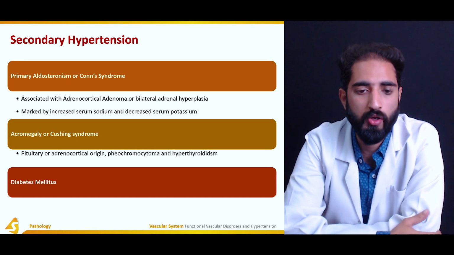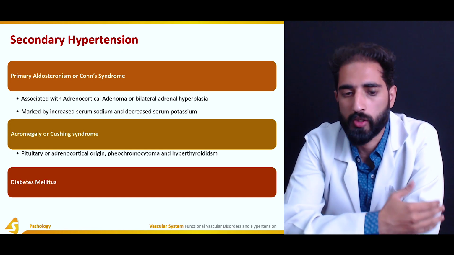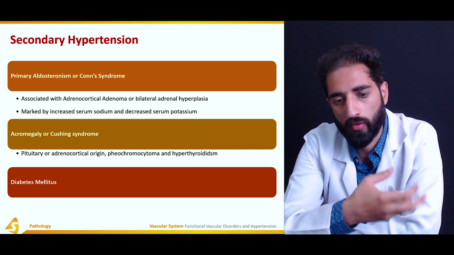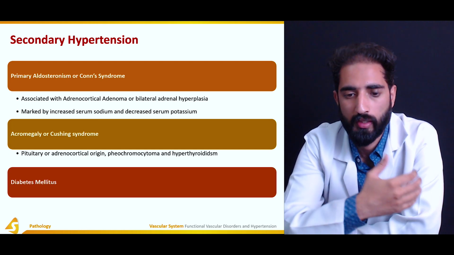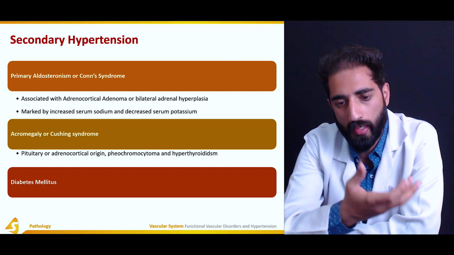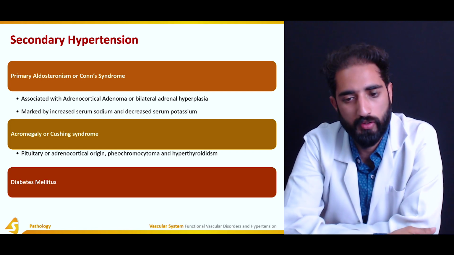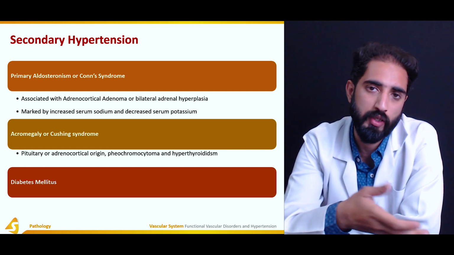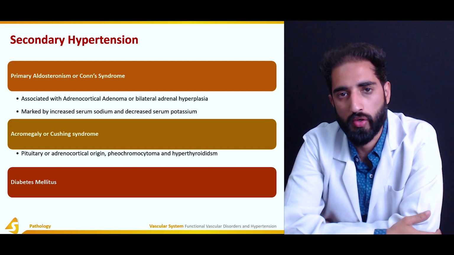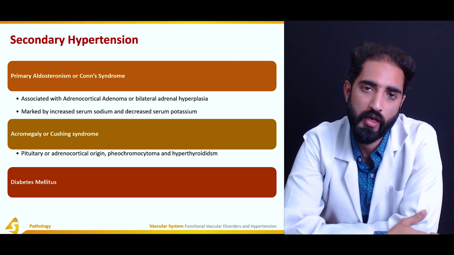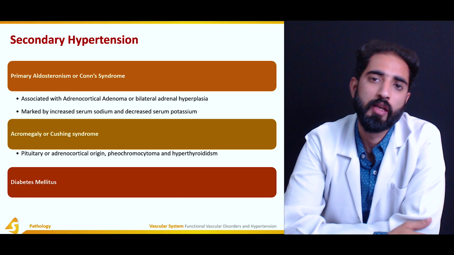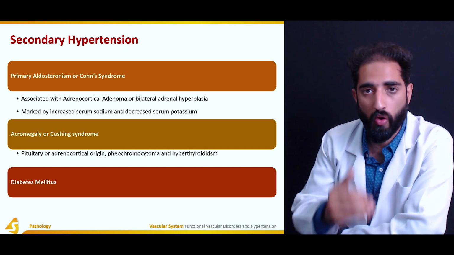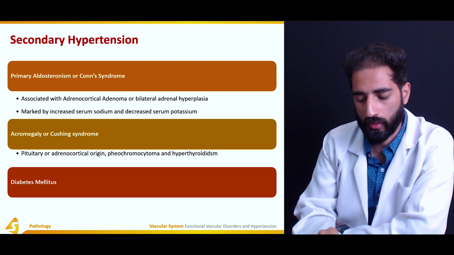The second is acromegaly or Cushing syndrome, in which the pituitary or adrenocortical gland is stimulated, or there is pheochromocytoma or hyperthyroidism, in which once again the aldosterone secretion is increased, and that results in hypertension once again. And last but not least, diabetes mellitus is also associated with hypertension.